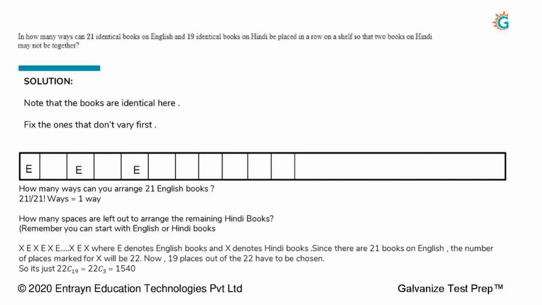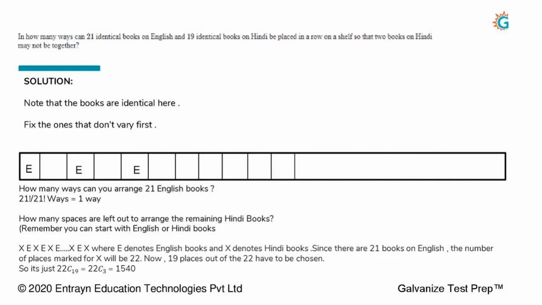The best way to solve this problem is to first fix the one that is not a variable. The variable here is the number of Hindi books. So you fix the English books here. The question is asking about Hindi books. Therefore, I fix the English books here. I could start with the English book or I could start with the Hindi book. As you can see, X stands for Hindi books, E stands for English books. So once I fix the English books, there are 21 English books.